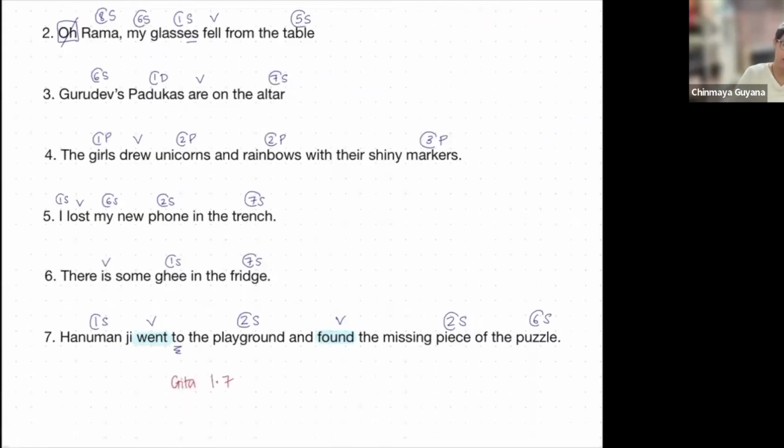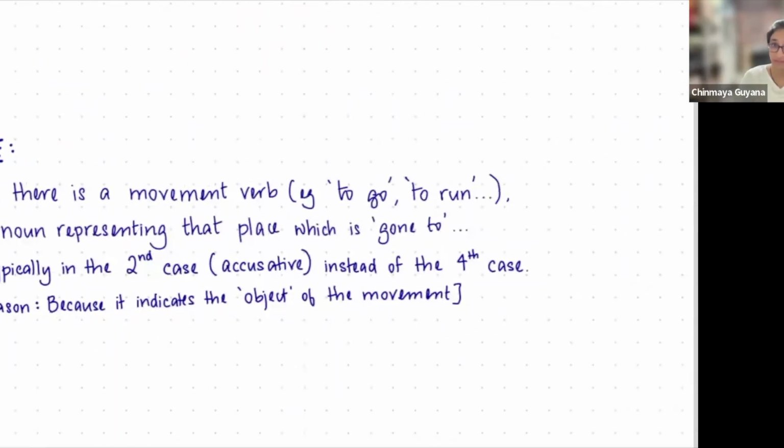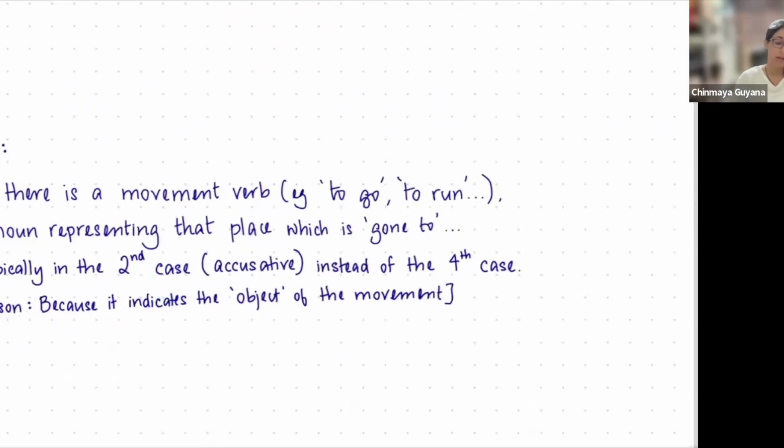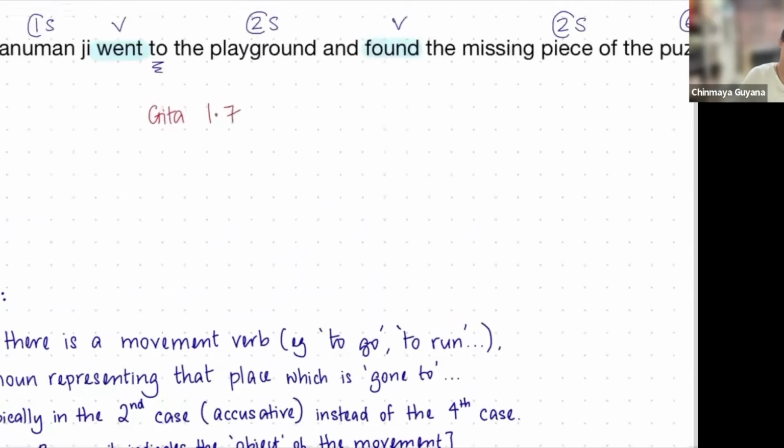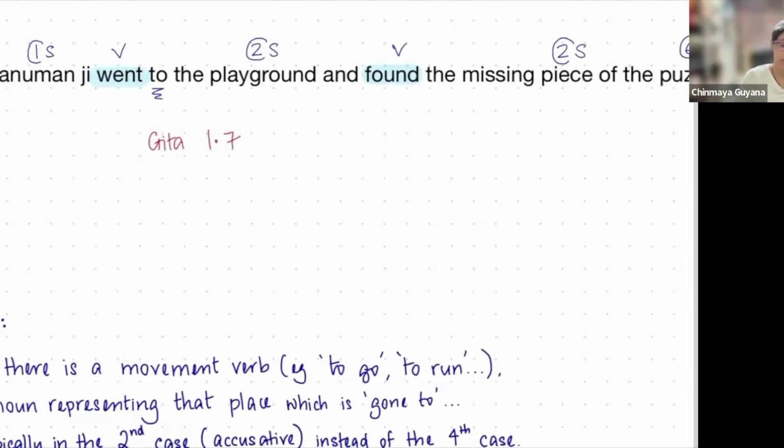Okay? Now here's a formal note. I will WhatsApp it, so you don't need to write it. I'll just go through. When there is a movement verb, like to go, to run, etc., where there's somebody going somewhere in some way or shape or form, the noun representing the place which is gone to, like Hanumanji went to the forest, is typically in the second case. Means that is the object.